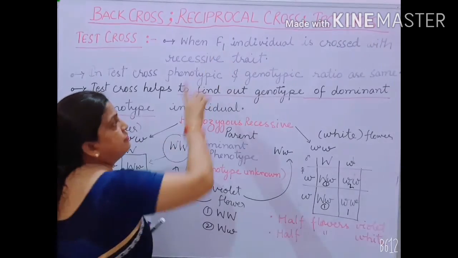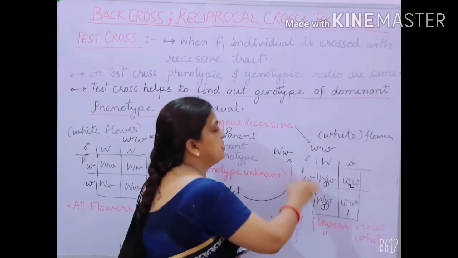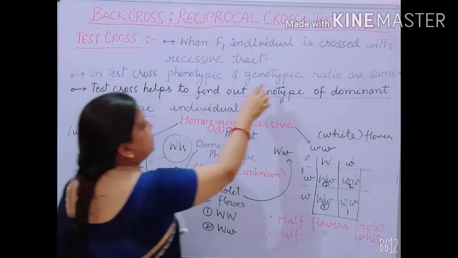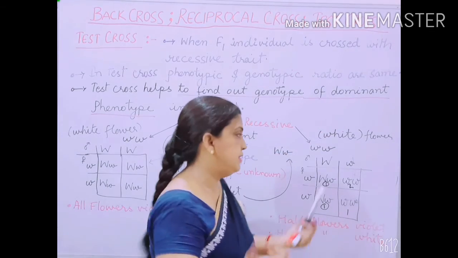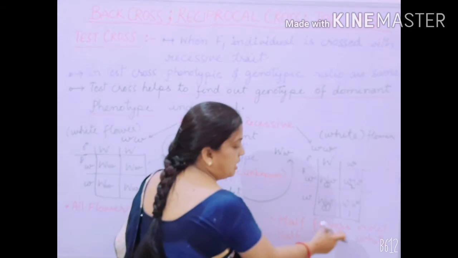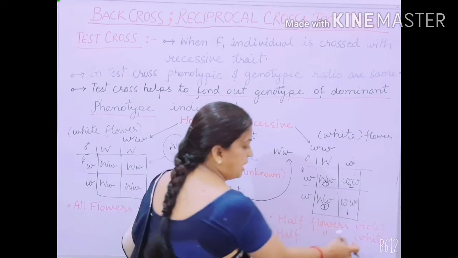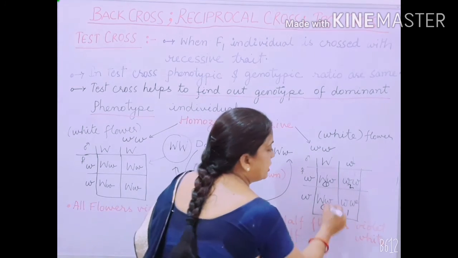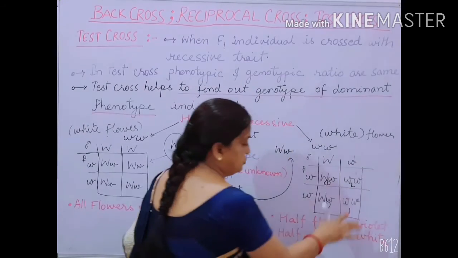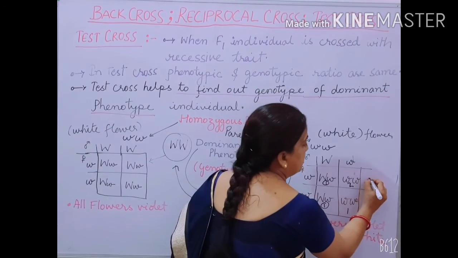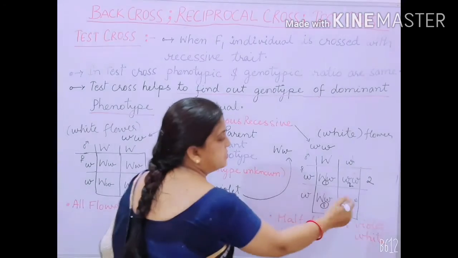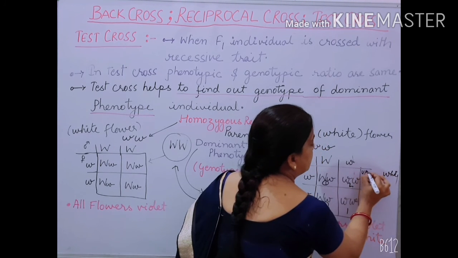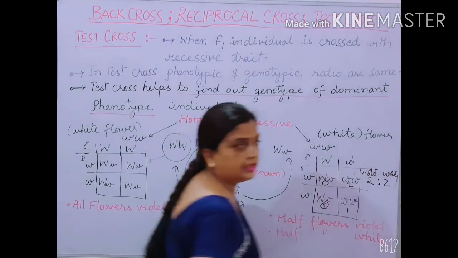Now this proves how we make the test cross: the F1 generation is crossed with the recessive parent. Now I told you that in a test cross, the phenotypic and genotypic ratios are the same. How? It is obvious. How many plants did we get? Half the plants were violet and half the plants were white. Is it clear? So how many plants did we get? Violet color here, heterozygous violet, we got 2. And how many plants in white? We got 2. So this was white and this was violet. So 2 and 2 we obtained over here.